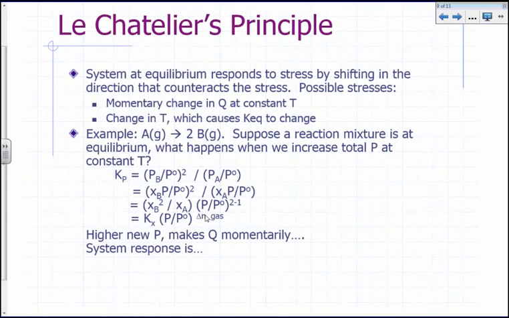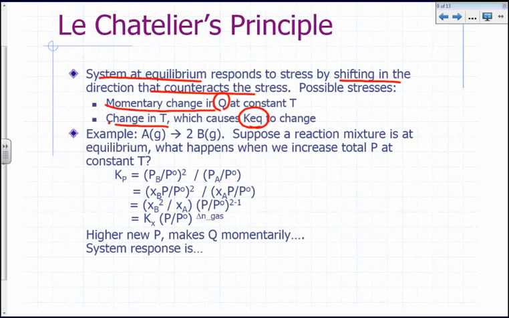So you can use this to explain Le Chatelier's principle. Just to remind you, Le Chatelier's principle says if you have a system at equilibrium and you apply a stress to it, it will respond to the stress by shifting in the direction that counteracts the stress, okay? Shifting the point of equilibrium. Possible stresses you can impose on your system can be really classified into two types. One that is something that causes a momentary change in your reaction quotient at constant temperature, okay? Or the other type of stress you can introduce would be a change in temperature. And this is the kind of change that would actually make KEQ change.